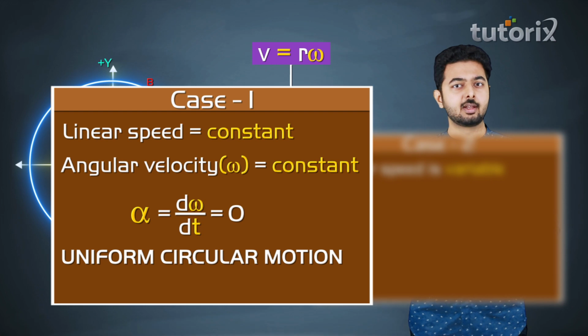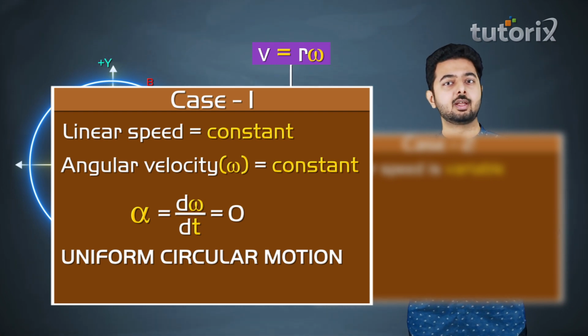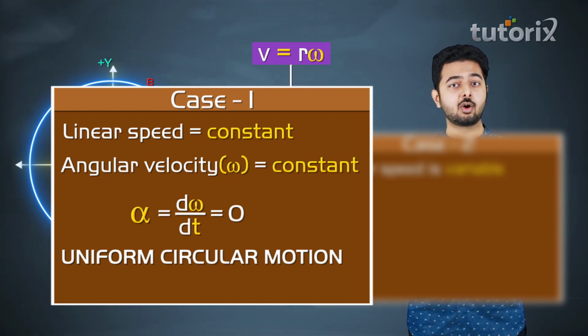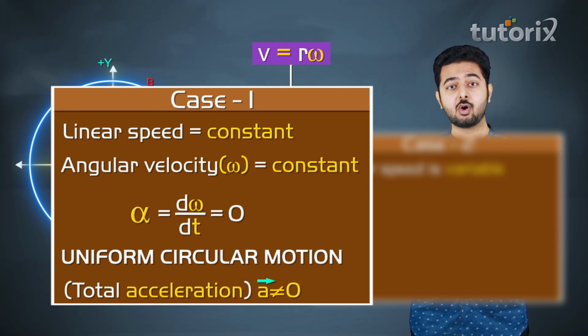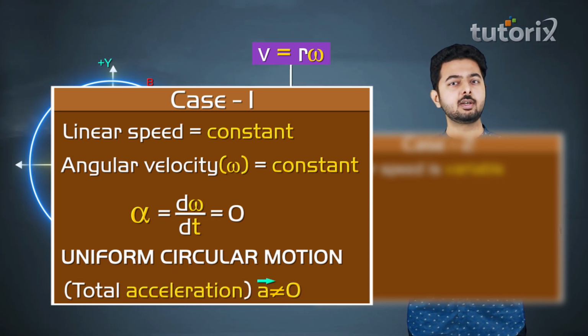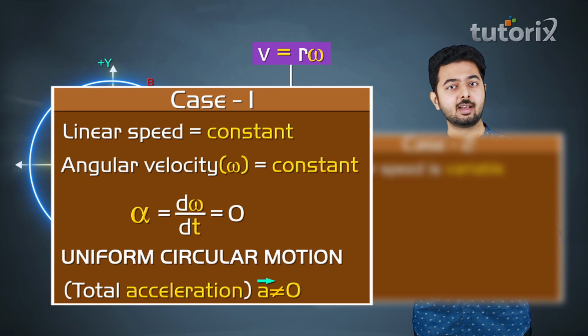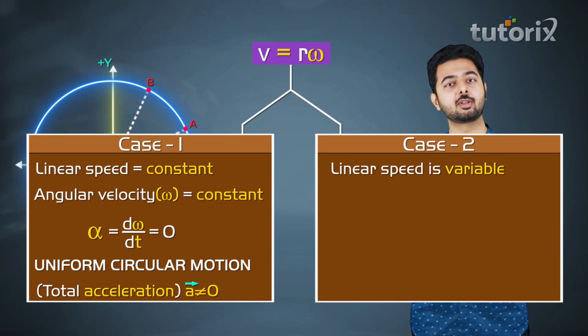But please note that if alpha is equal to 0, it does not mean that the net or the total acceleration vector is also equal to 0. We have already talked about this, and in detail we will discuss this topic in the next video. For now, let us talk about the second case.